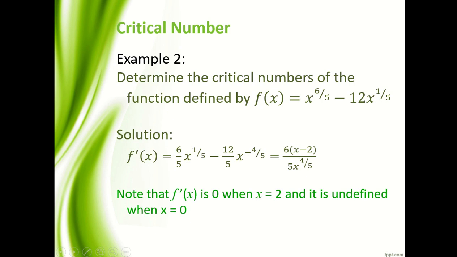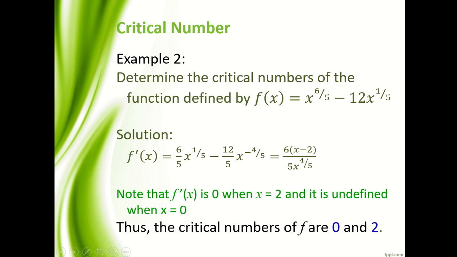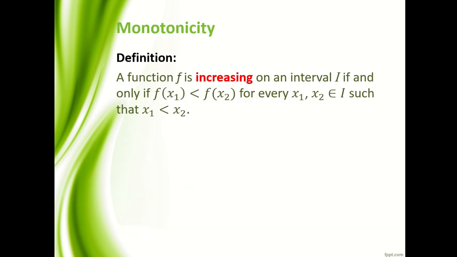Okay, so we can say that the critical numbers of the function f are 0 and 2. Okay, so that's all about critical numbers. And we also have a term called monotonicity. Monotonicity. So it's about whether the function is increasing or decreasing.